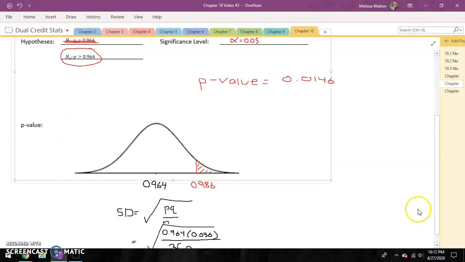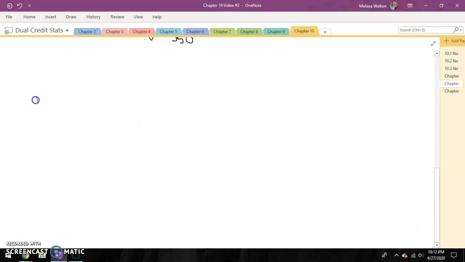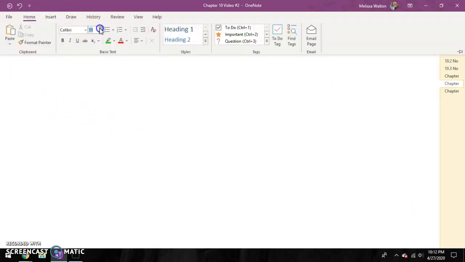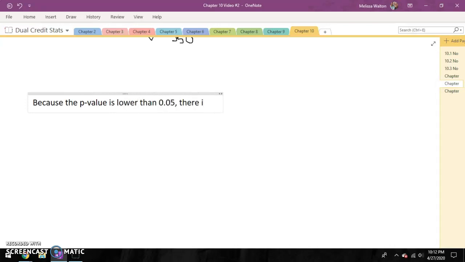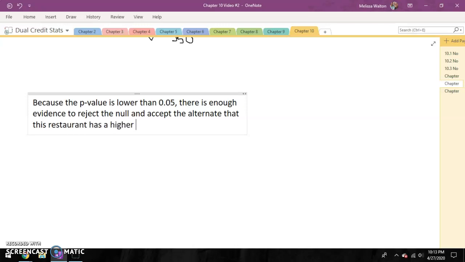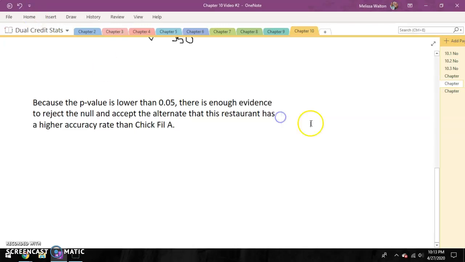So I'm going to go ahead and write out our final conclusion. All right, so here's what I've got for my conclusion. Because the p-value is lower than 5%, there is enough evidence to reject the null and accept the alternate that this restaurant has a higher accuracy rate than Chick-fil-A. All right, so that is our final conclusion.